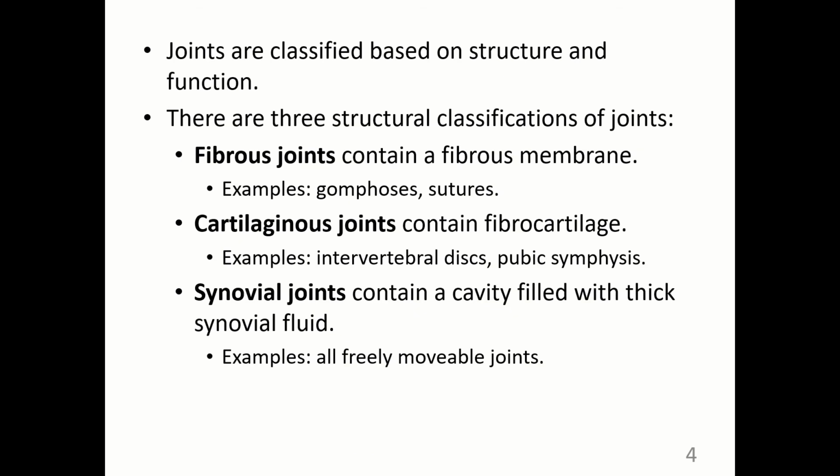Joints are classified based on structure and function. There are three structural classifications of joints: fibrous joints, cartilaginous joints, and synovial joints. Fibrous joints contain a fibrous membrane. Examples are gomphoses and sutures. Cartilaginous joints contain fibrocartilage. Examples are intervertebral discs and pubic symphysis. Synovial joints contain a cavity filled with thick synovial fluid. Examples are all freely movable joints.